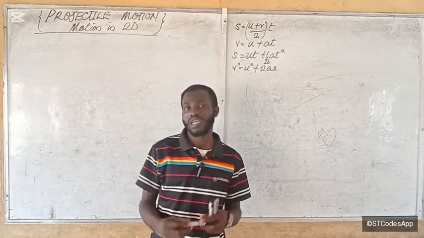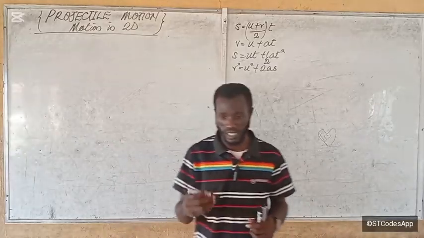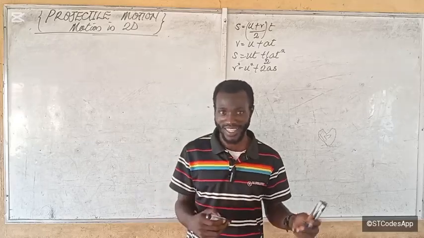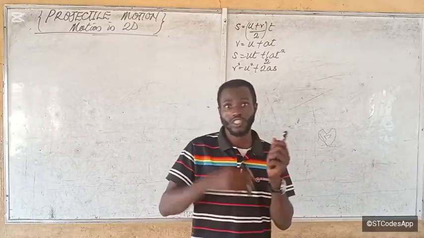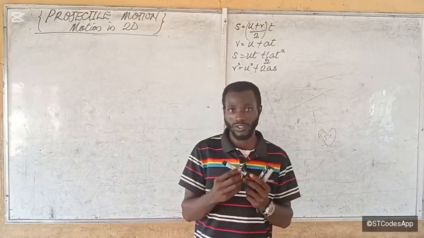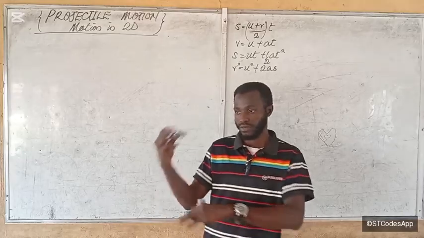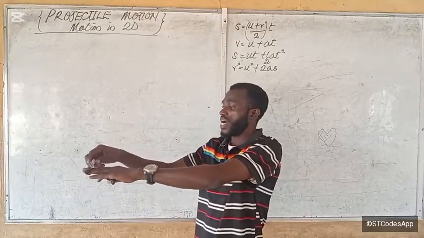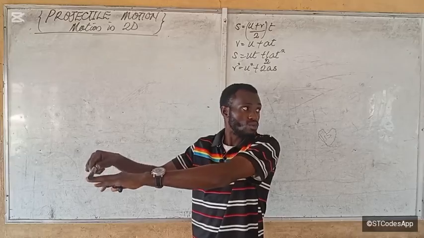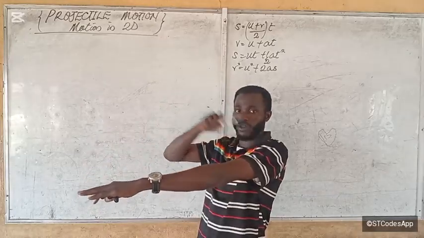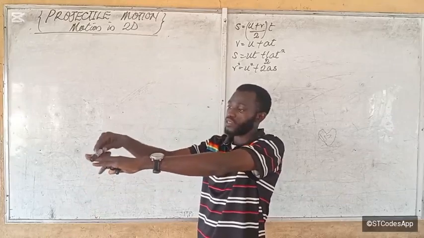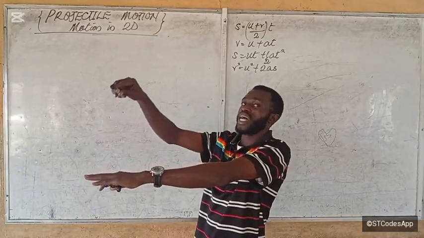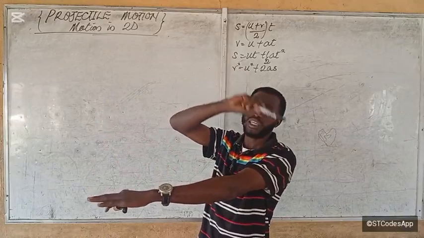Now, what's a projectile first? A projectile is basically a body that is projected, that is, launched, in two dimensions. For example, let's say this is a football and I kick the ball such that it moves from here to this place. You are going to say that this ball has moved in two dimensions. Why? Because it is rising as it is also running forward, going in a parabolic movement.